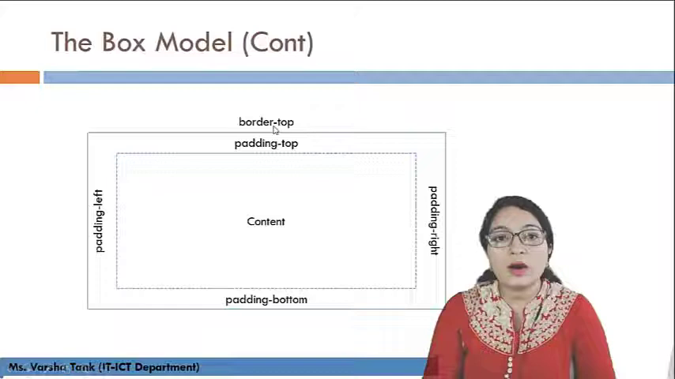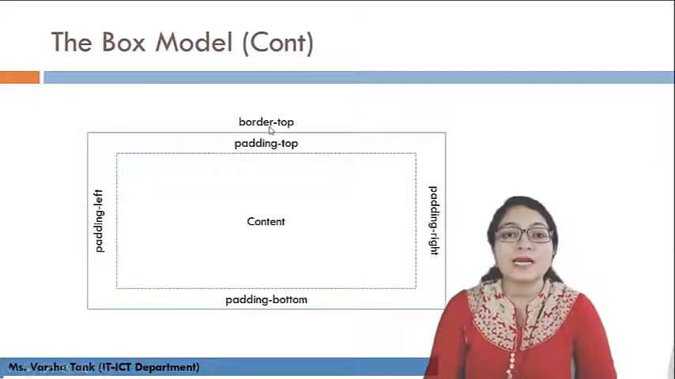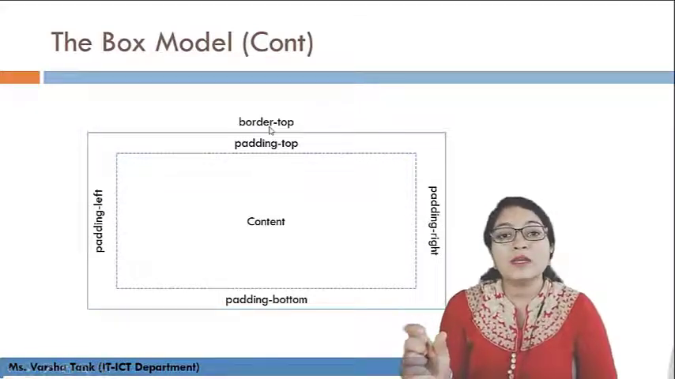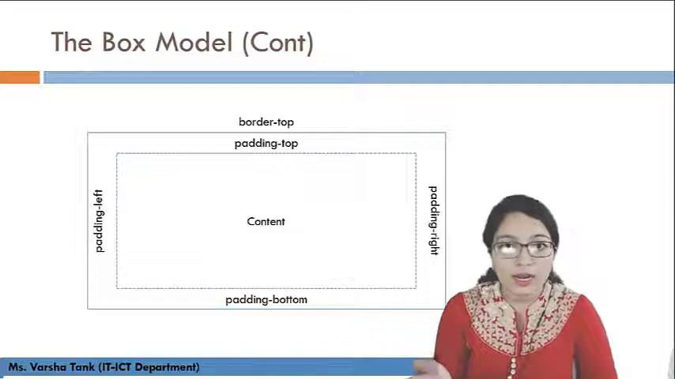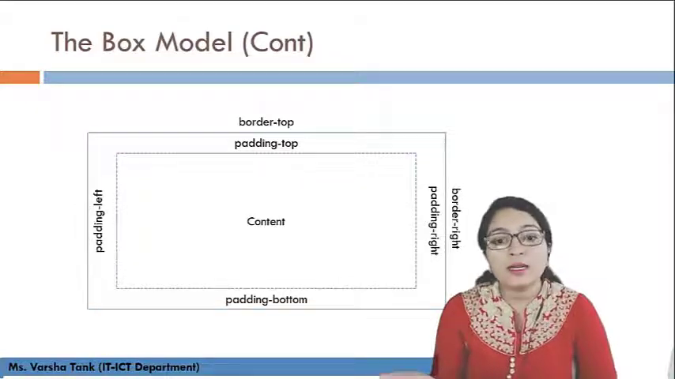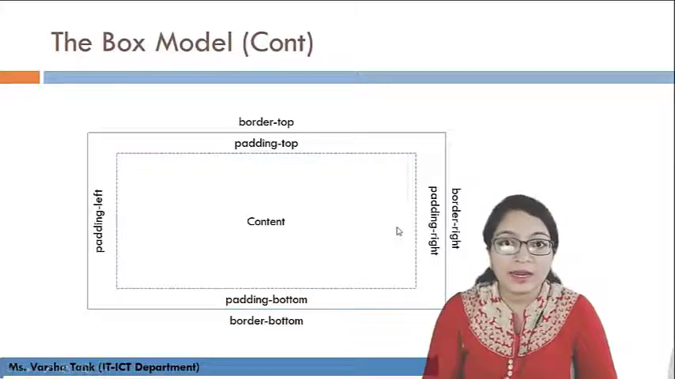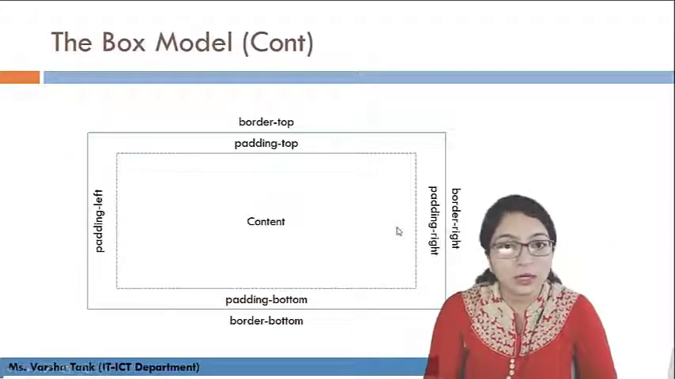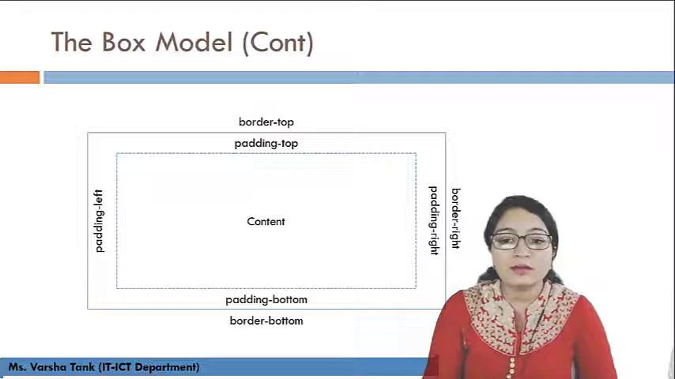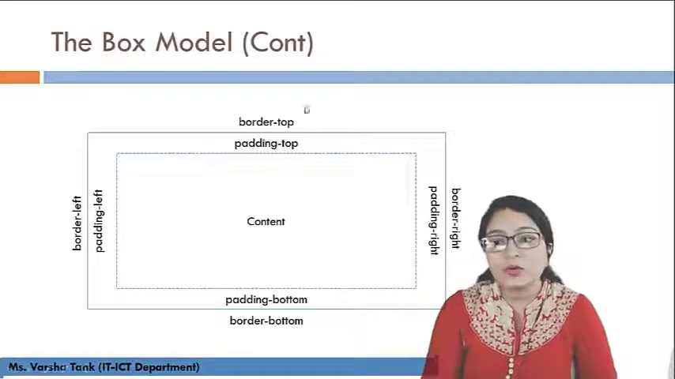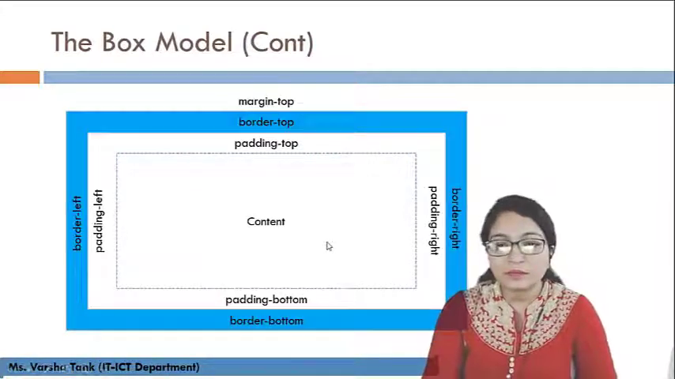In the same way here you have the border top. If you want to assign different properties, for example, you want the top border as a dotted line and the bottom border as solid, the right side border green in color, and the left side border yellow in color, that thing you can also assign. So these are the different properties.